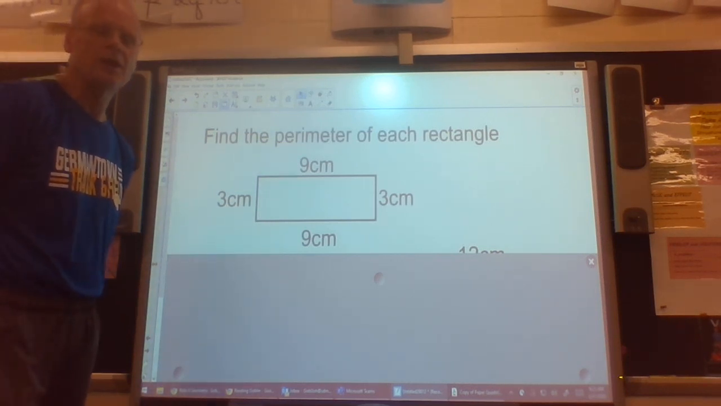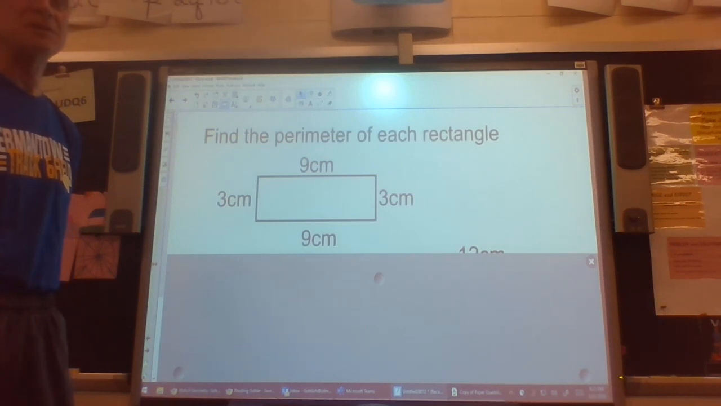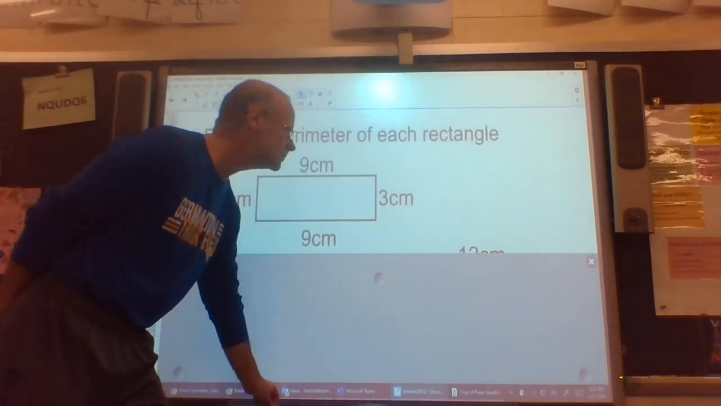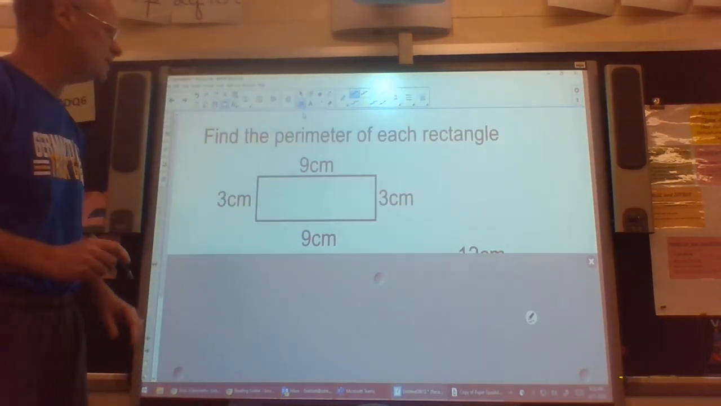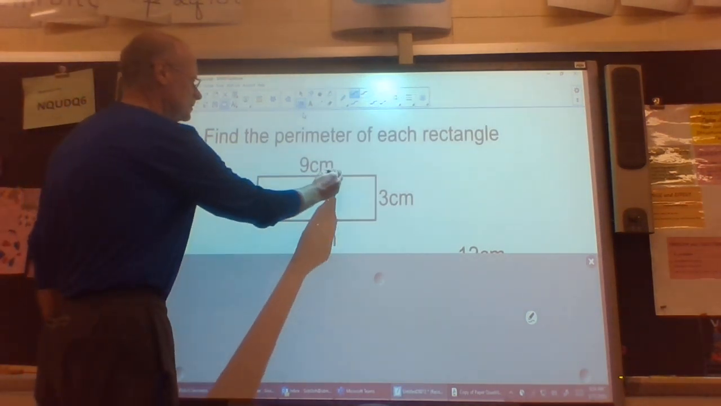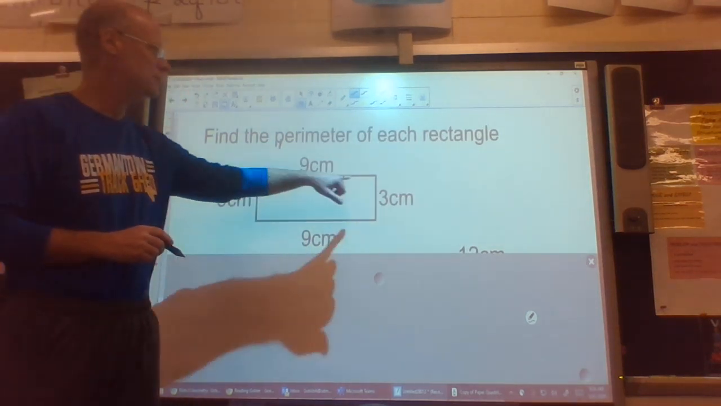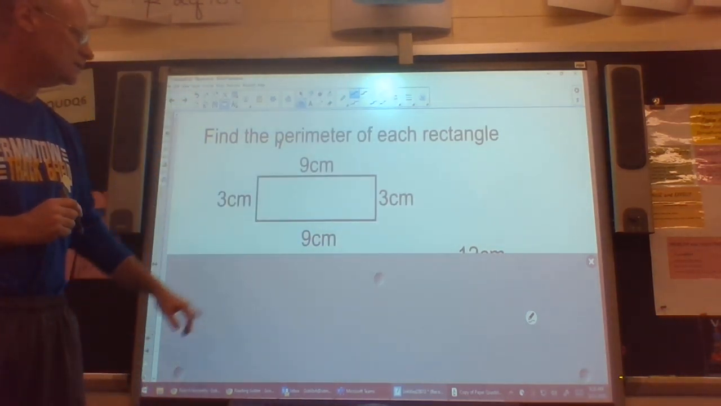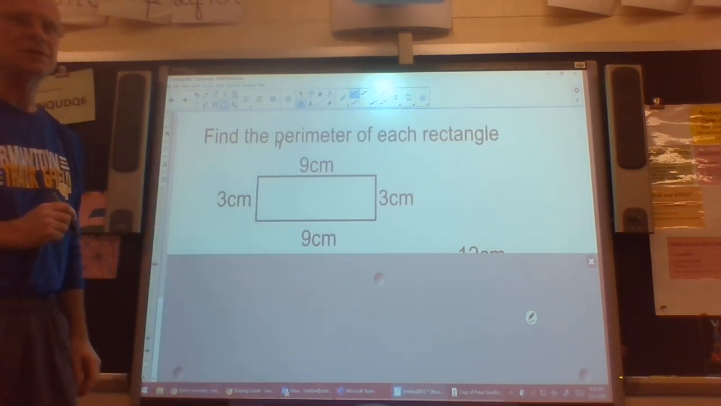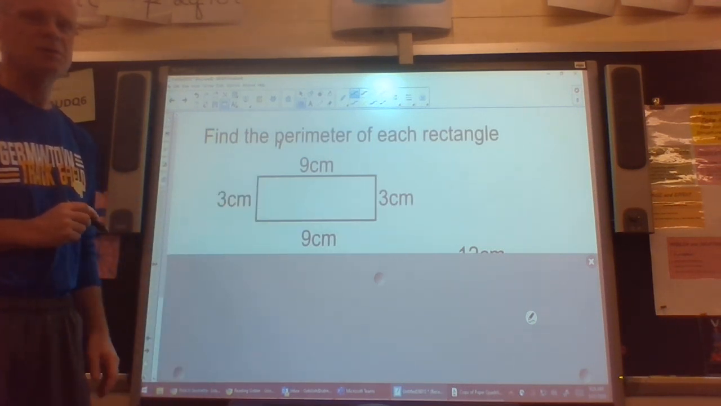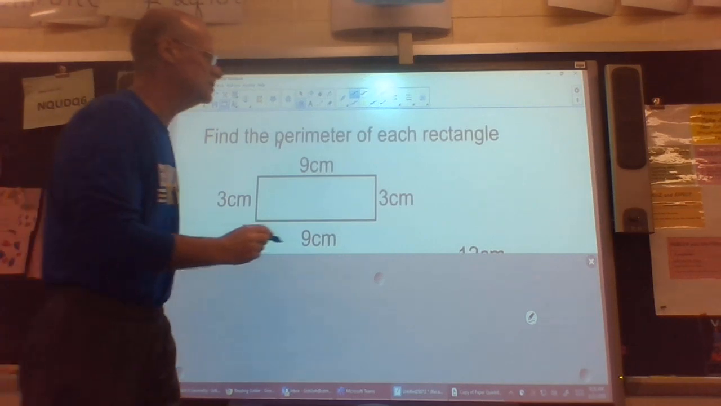And if you remember, the formula for perimeter is side plus side plus side plus side until you run out of sides. So if I wanted to find the perimeter of this rectangle, I would have to add up all my sides. My first side is 9. So if I added 9 plus 3, I would get 12. Plus 9 more is 21. Plus 3 more is 24. So the perimeter of this rectangle is 24 centimeters.